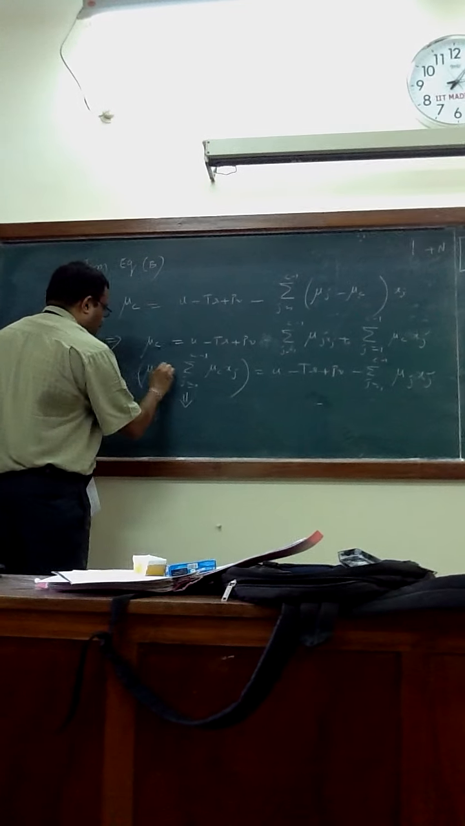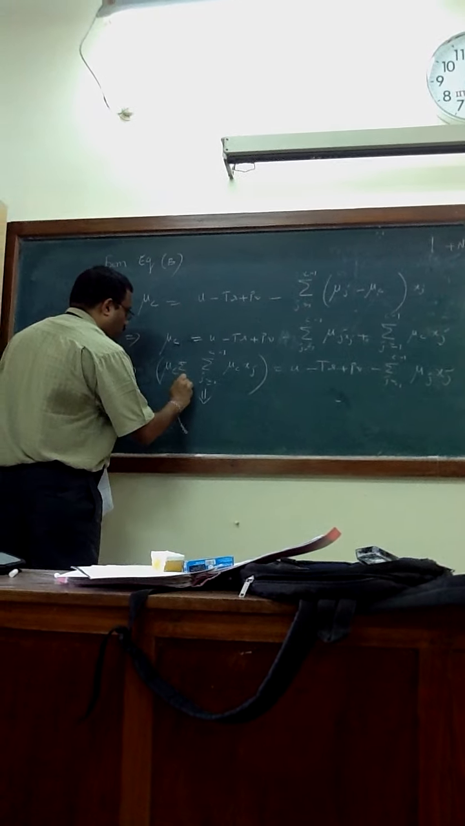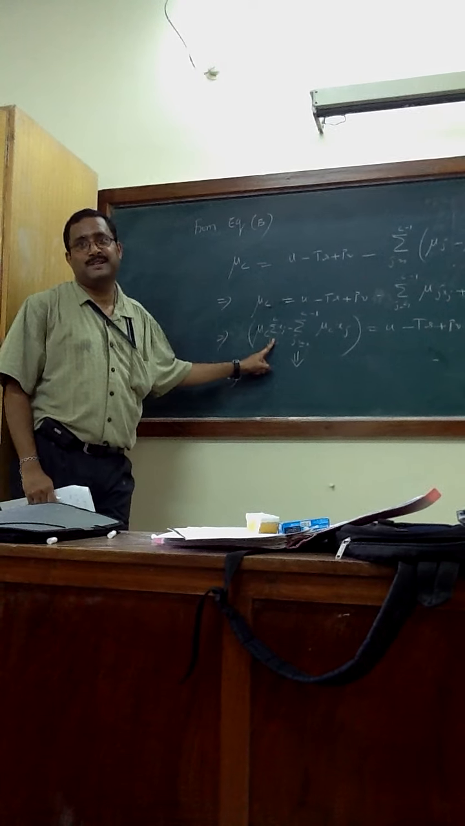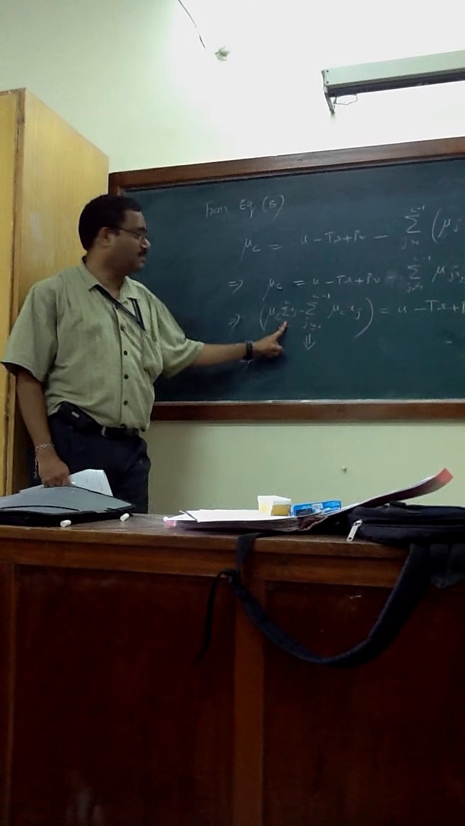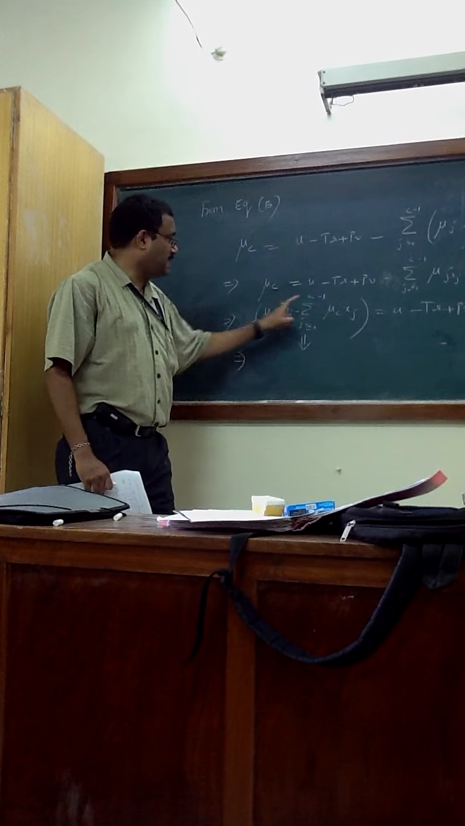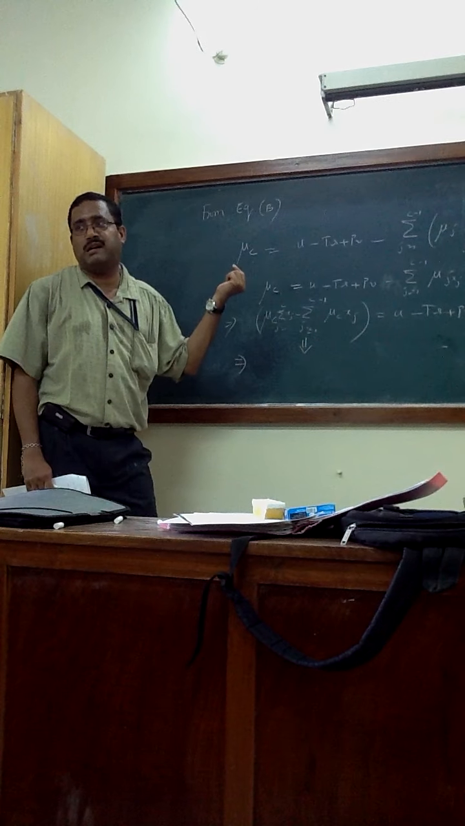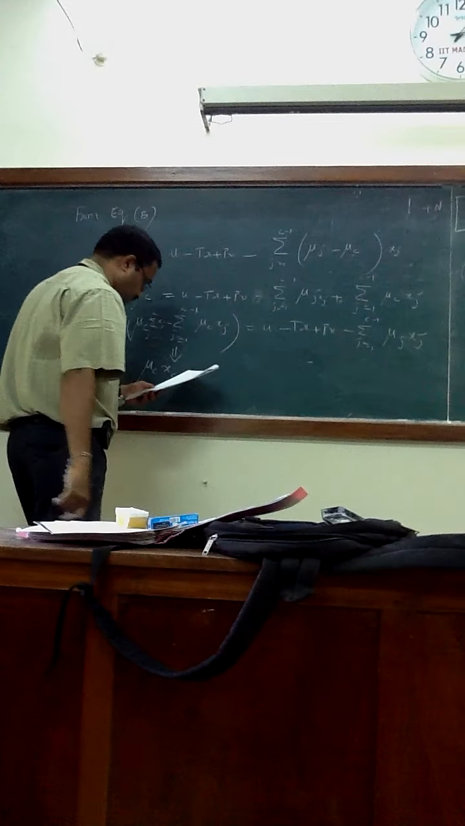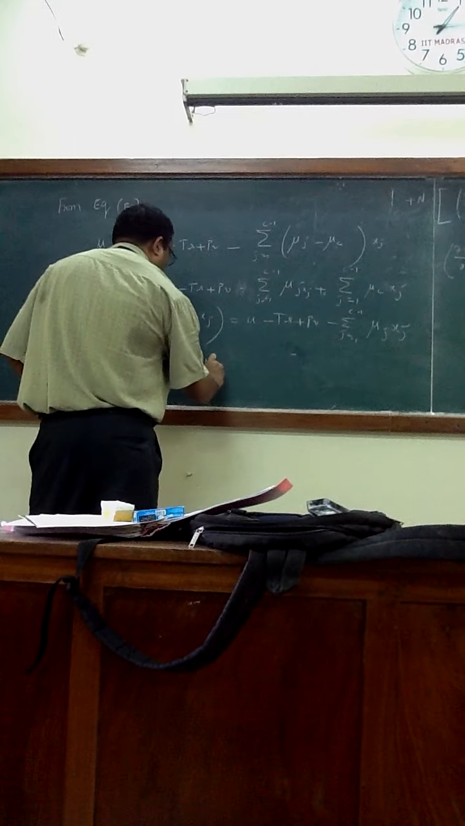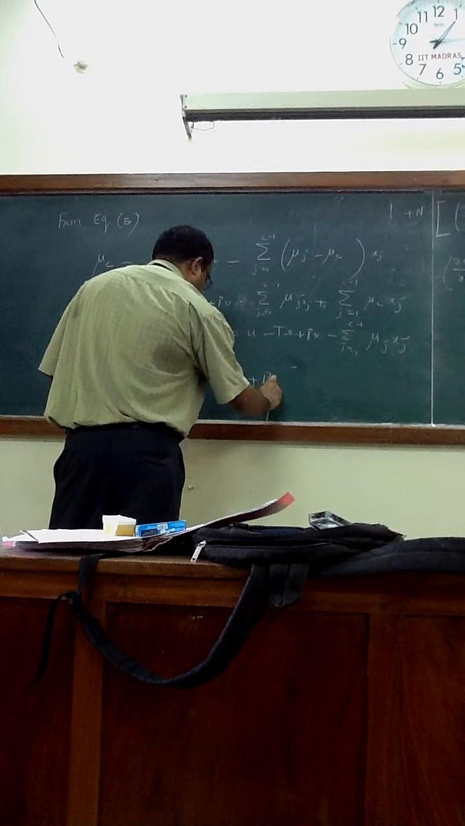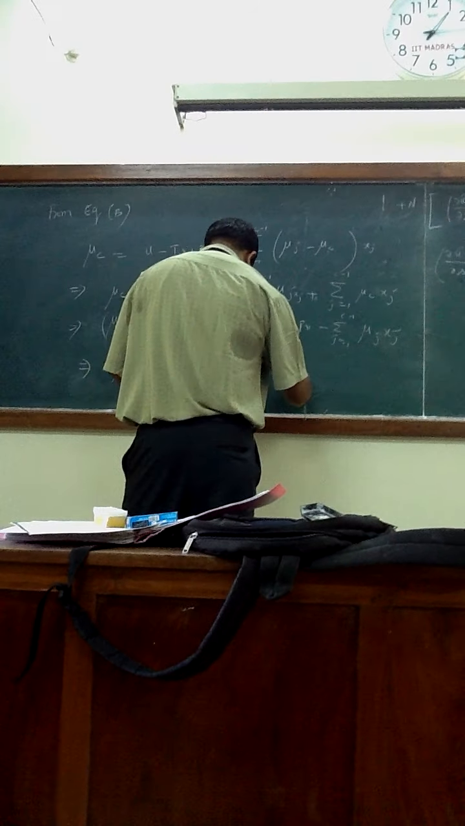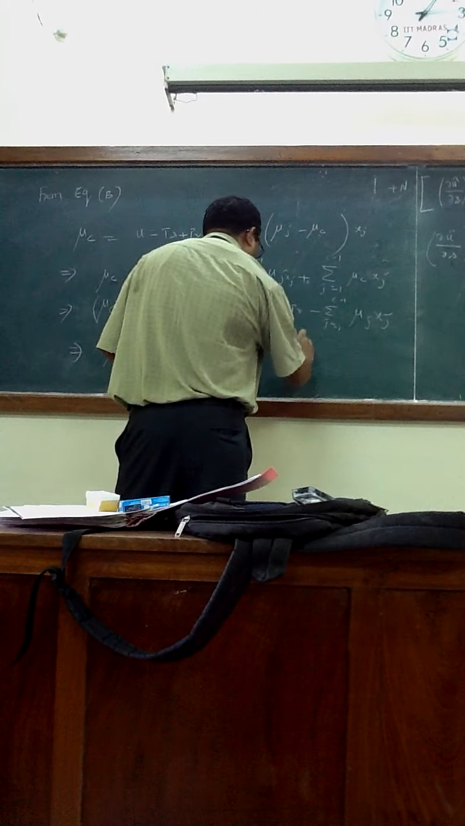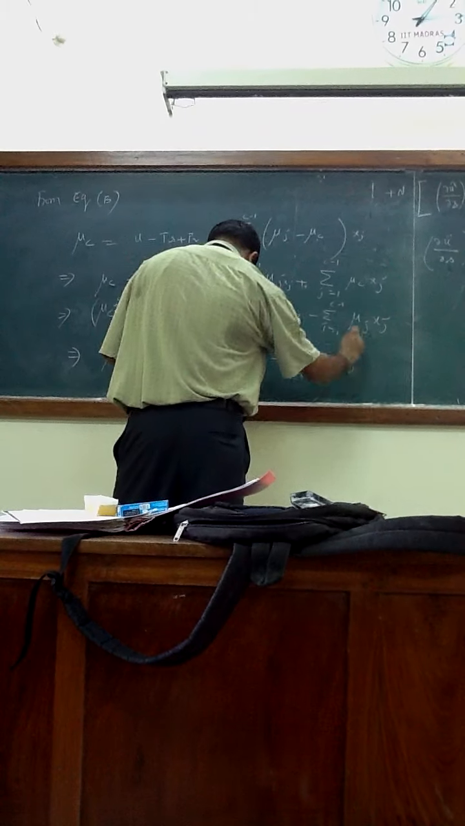Yes, mu_c into x_c. Why? Because this term you can write as summation j equals 1 to C of x_j, which equals 1, since the summation of mole fractions equals 1. And I am subtracting C and C minus 1, so only one term remains, mu_c x_c, which equals U minus TS plus PV minus summation j equals 1 to C minus 1 of mu_j x_j.